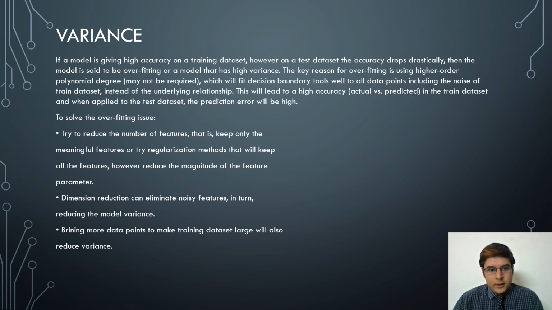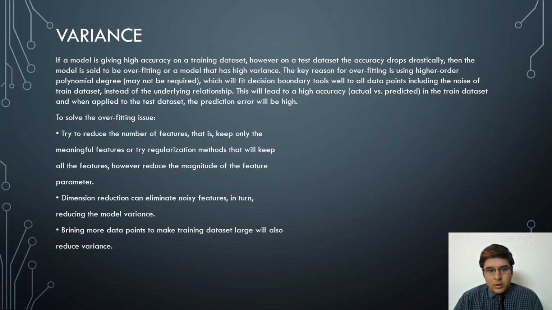On the other hand, we'll see now what is variance. You have a training dataset and you train your model on that, and it has high accuracy, but on the test dataset the accuracy drops drastically. Then the model is said to be overfitting, or a model that has high variance. A key reason for overfitting is using a higher order polynomial degree, which will fit the decision boundary too well to all data points, including the noise of the training dataset instead of the underlying relationship. This will lead to a high accuracy on the training dataset, and when applied to the test dataset the prediction error will be high.